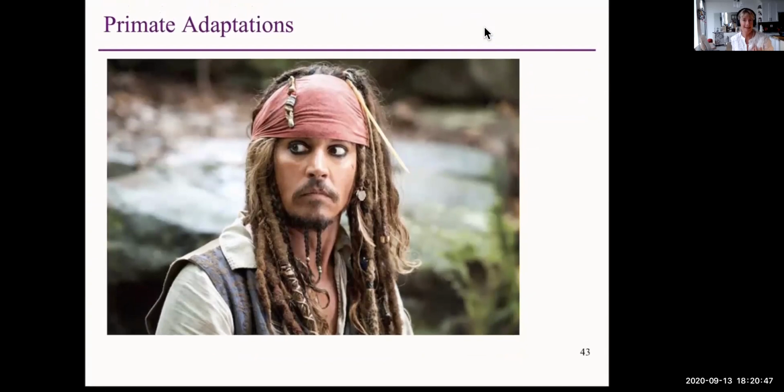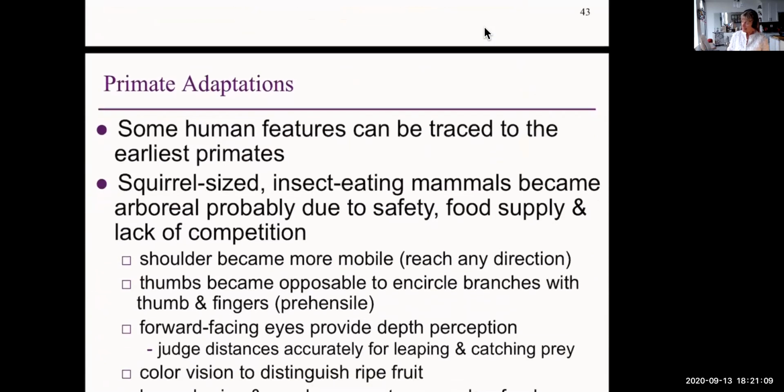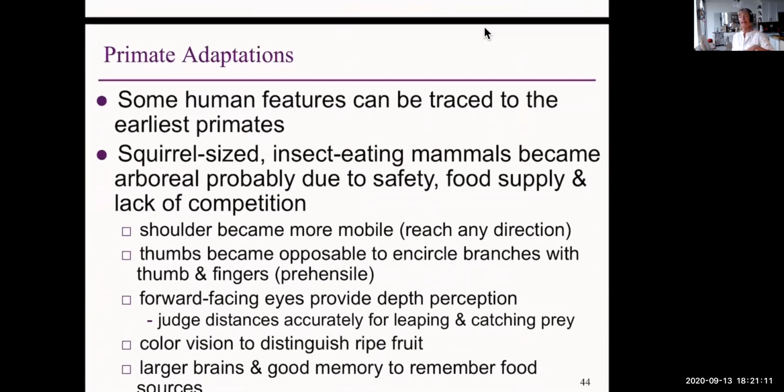We are primates. Even Johnny Depp, we're all primates. We belong in the primate group of chordates. We're a vertebrate. We're a mammal, so we have mammary glands as a mammal. And we have other features that classify us as primates.